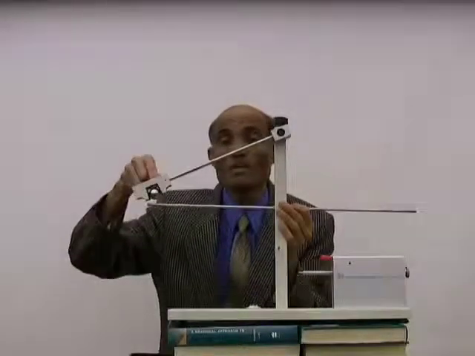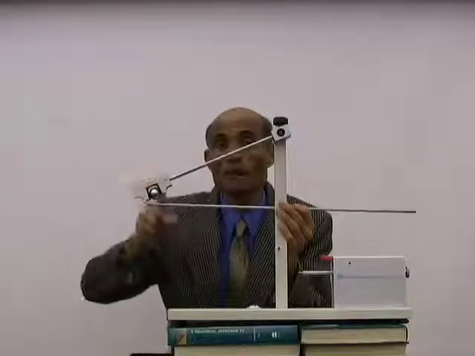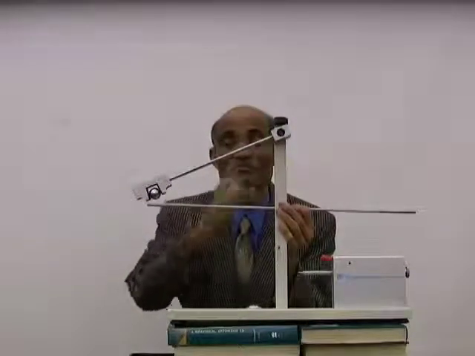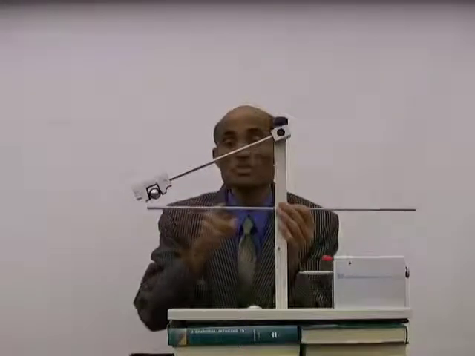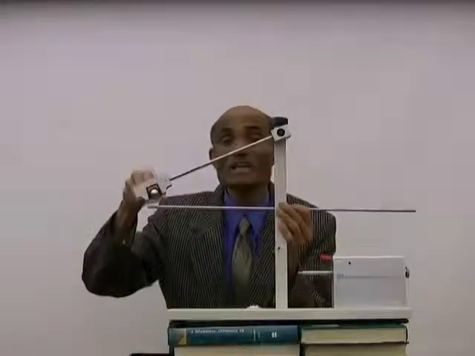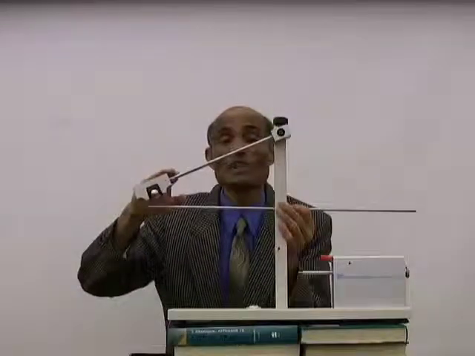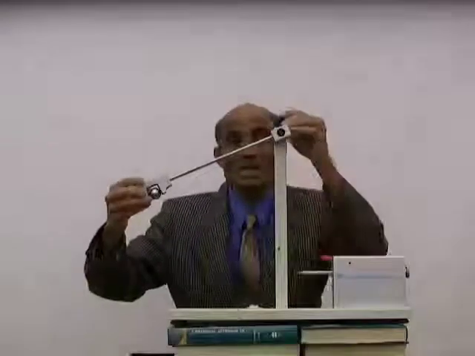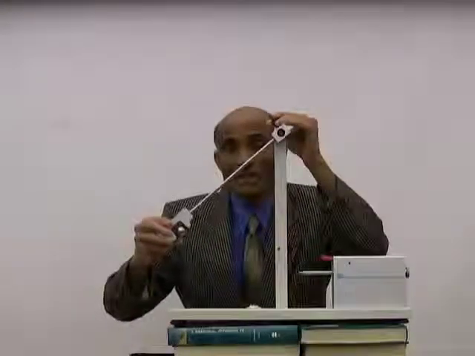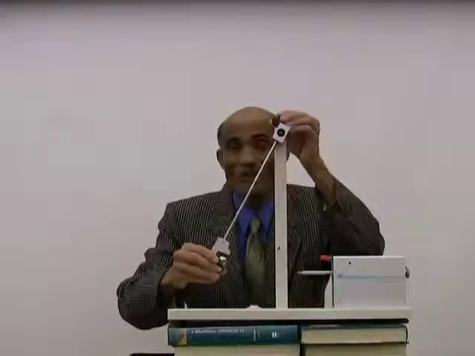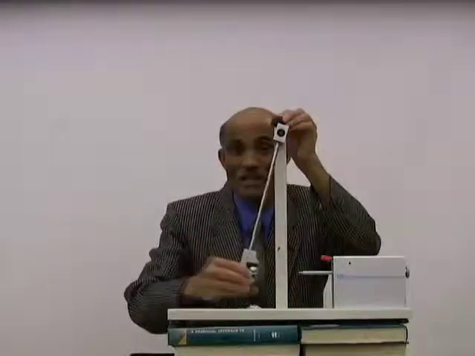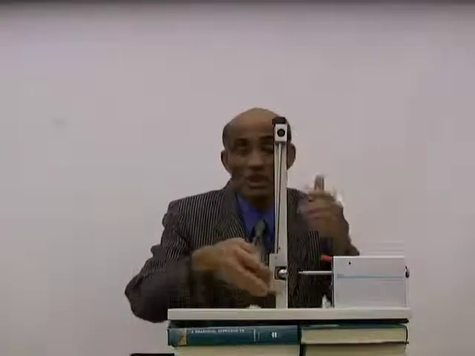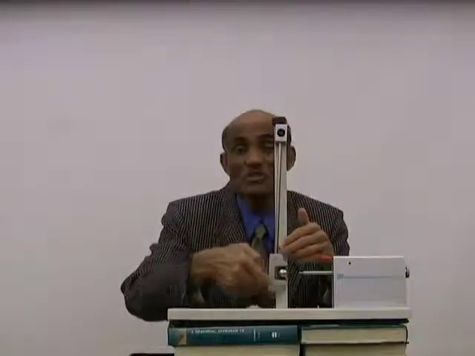Therefore, the torque will now be the force multiplied by r sine theta. If this is r, this distance will be r sine theta, where theta is the angle between the force and the r vector. As I keep rotating, the torque arm becomes smaller and smaller, right? And finally, when it comes to this position, the angle theta is 0. There is no more any torque there.